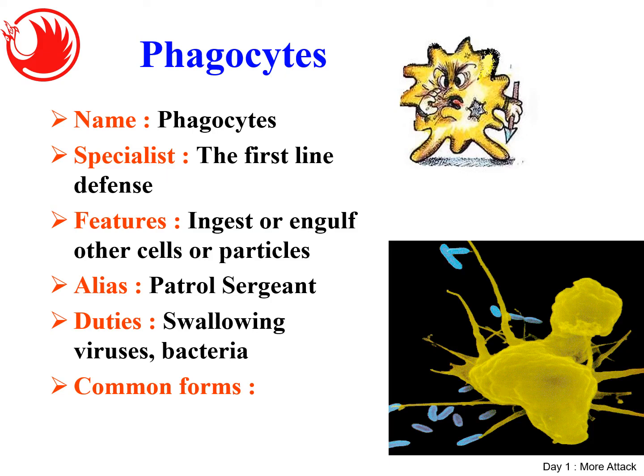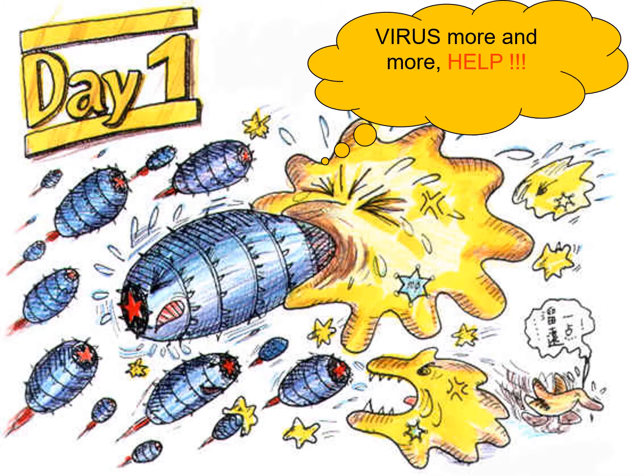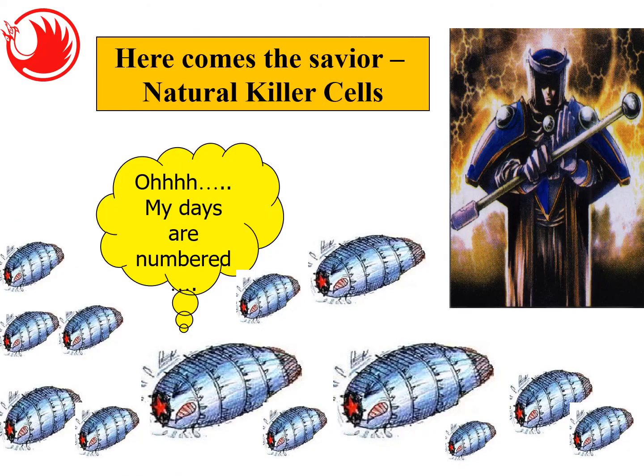But what happens with more attacks? There are a lot of viruses coming in. He eats until he is very full already. Too many of them. So then you need somebody to help. We have another savior called natural killer cell. This natural killer is quite cool, looks very cool. So they will come and help.